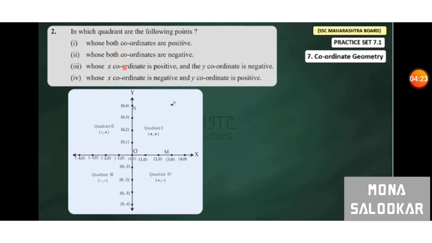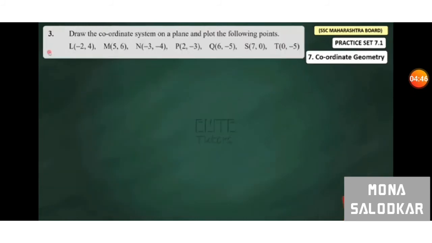Now what is the third question? Whose x coordinate is positive and y is negative? In the fourth quadrant, so your answer is fourth quadrant. Now in the fourth question, x is negative and y is positive, so it lies in which quadrant? Second quadrant. So the answer of the fourth is second quadrant. Now let's start the third question.